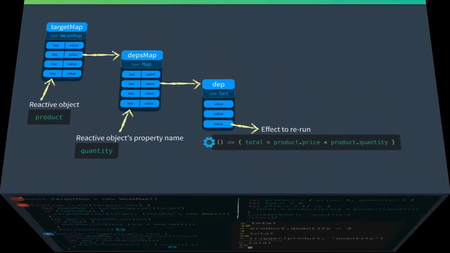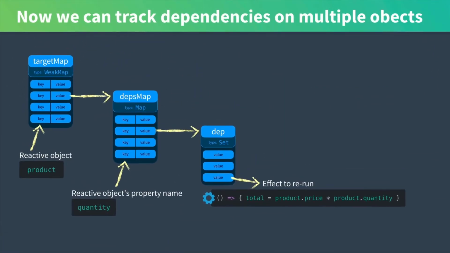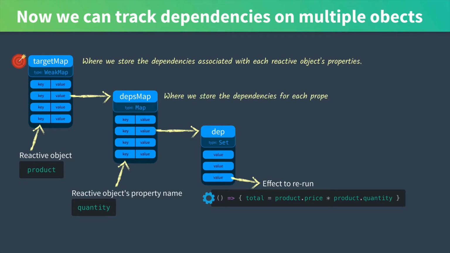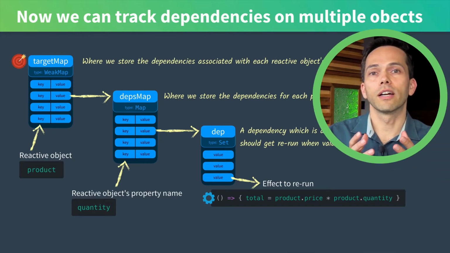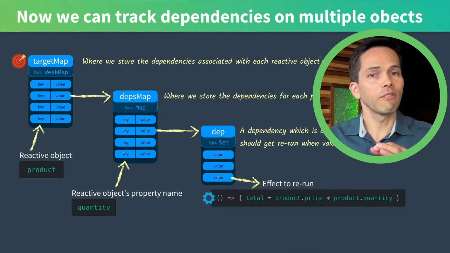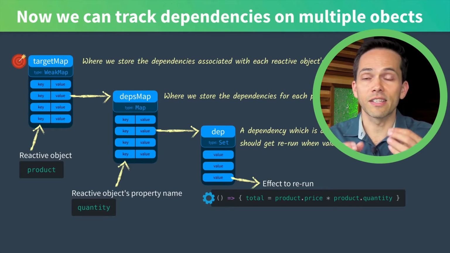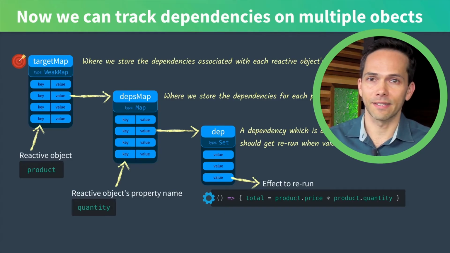Let's look back at our diagram one more time. Our target map is where we store the dependencies associated with each reactive object's properties. Depths map is where we store the dependencies for each property. And dep is a dependency which is a set of effects that should get rerun when values change. So we have a way of storing our different effects, but we don't have a way of rerunning our effects automatically. That's the second big piece coming up in the next lesson.